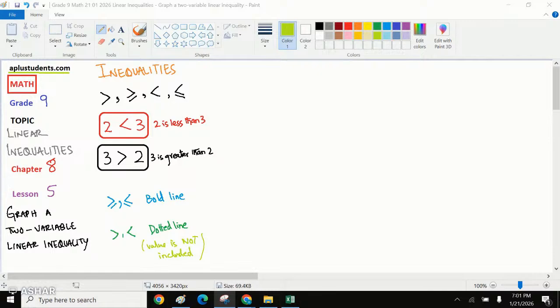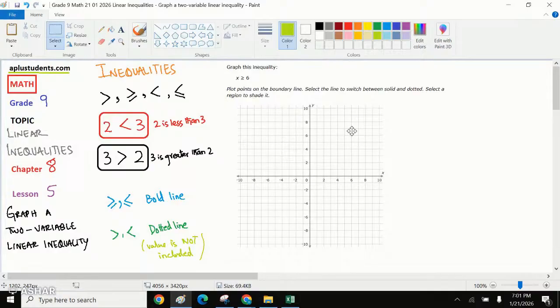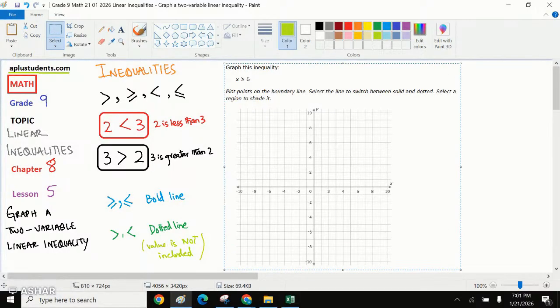If we have question number 1, I'll just put down question number 1 over here. An inequality is given to us and they're asking us to select a region to shade, right? In mathematics, we don't shade like we would in other subjects, we draw lines. I'll show you how the shading is done for question number 1.